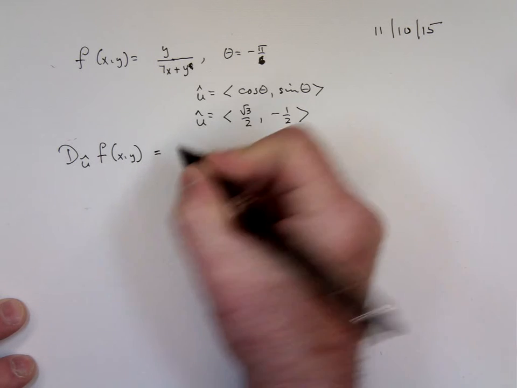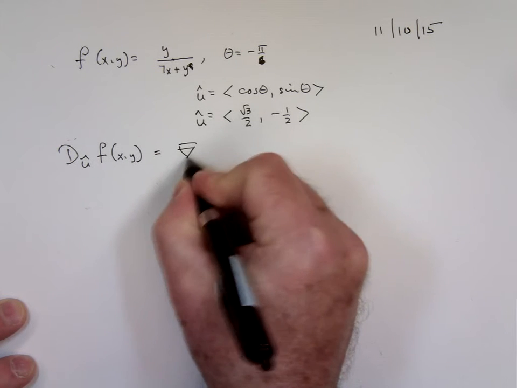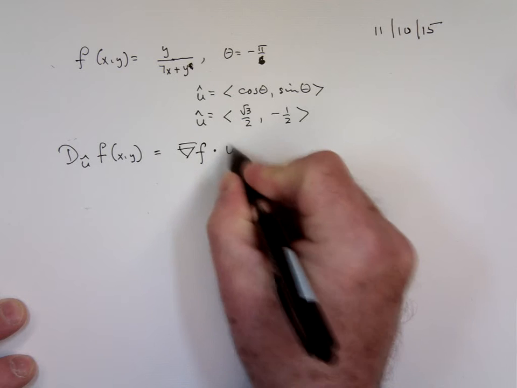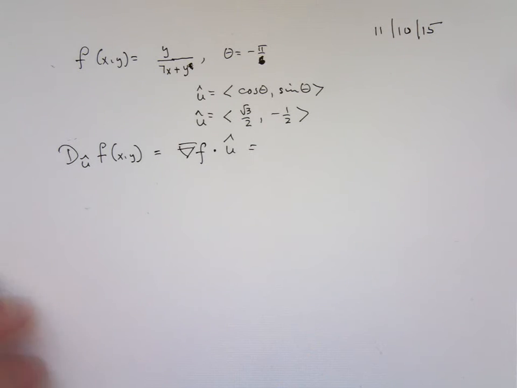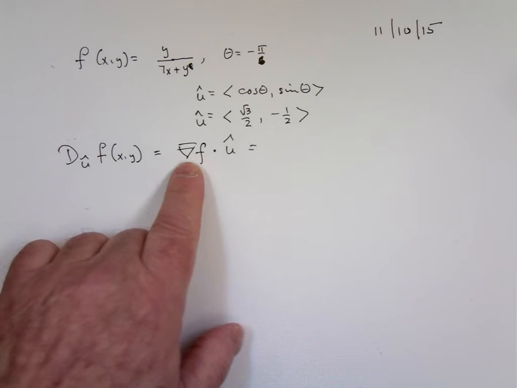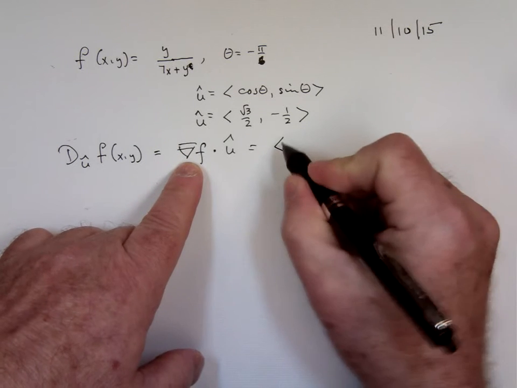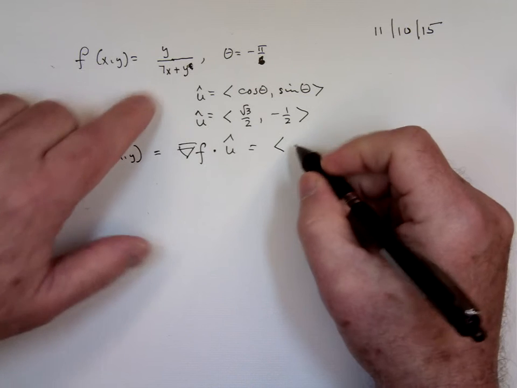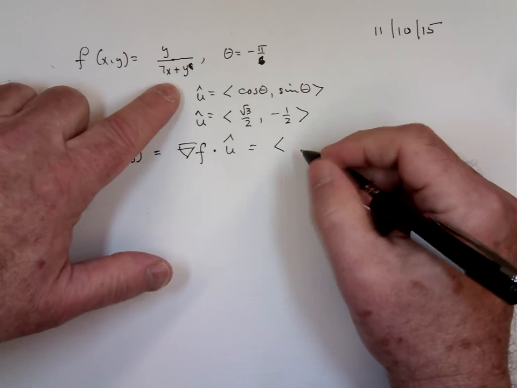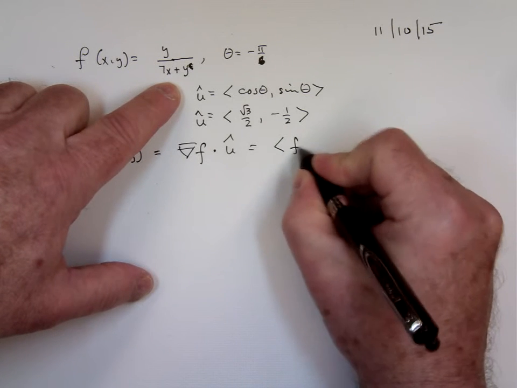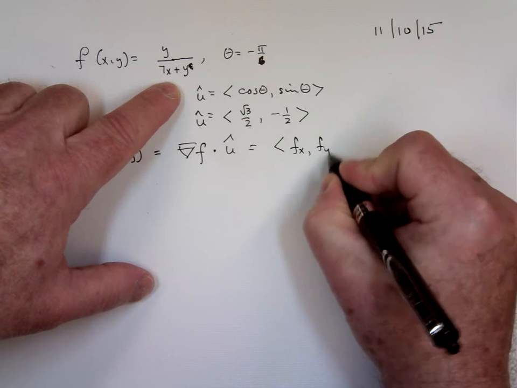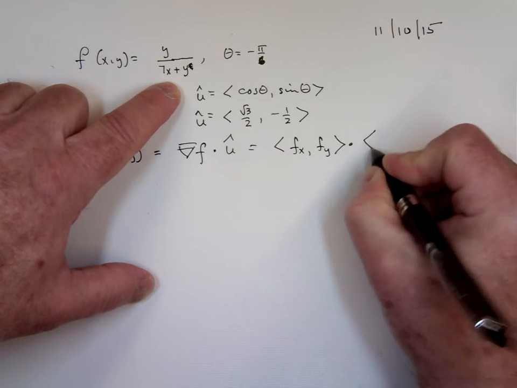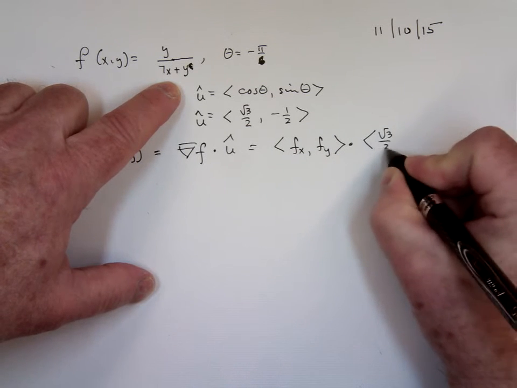What do you have to do here? Well, it is a dot product of our gradient, del f, with the unit vector. The gradient is the partial with respect to x. Let me write it this way first, and then we'll do it out.